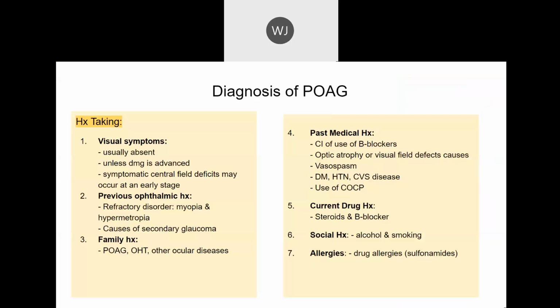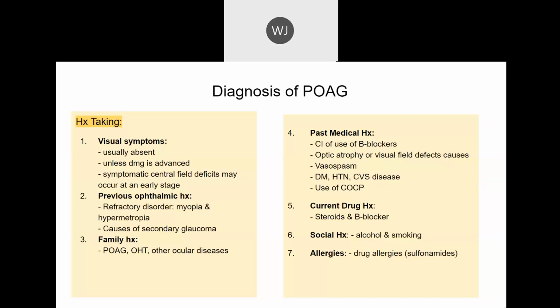Next, I will go forward to diagnosis of POAG. Mostly from a history, we need to ask about visual symptoms, which is normally absent unless it is quite advanced. There's glaucomatous damage already in the eyes, and there might be symptomatic central field deficits at an early stage.